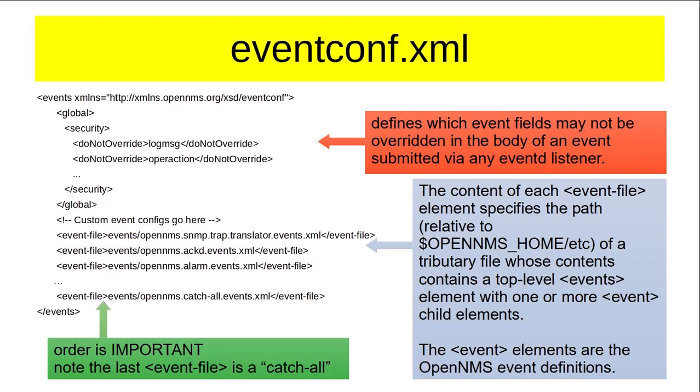The order of the event files and the event definitions within those files is important. The tributary files listed at the end of eventconf.xml contain catch-all event definitions. When slotting your own event definitions, take care not to place them below these catch-all files. Otherwise, your definitions will be effectively unreachable.